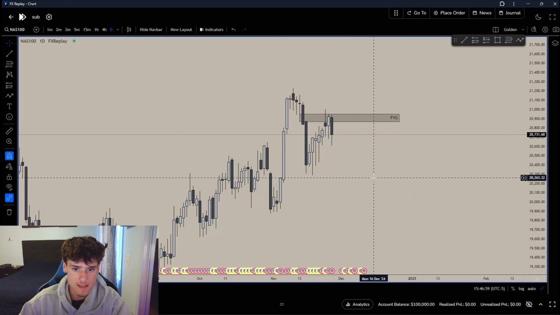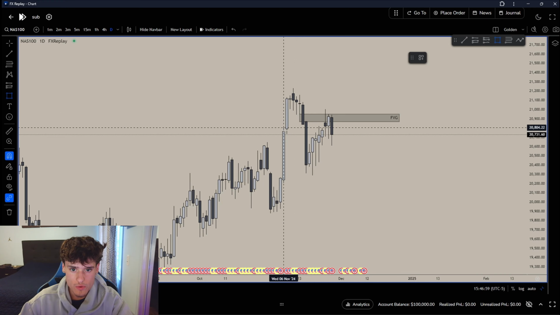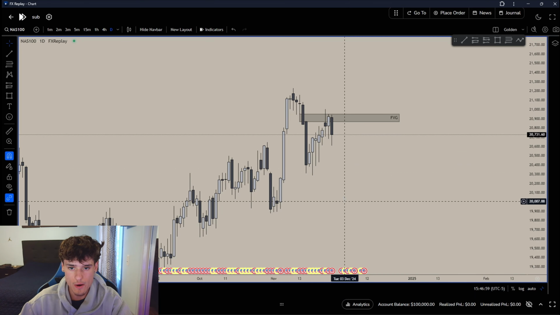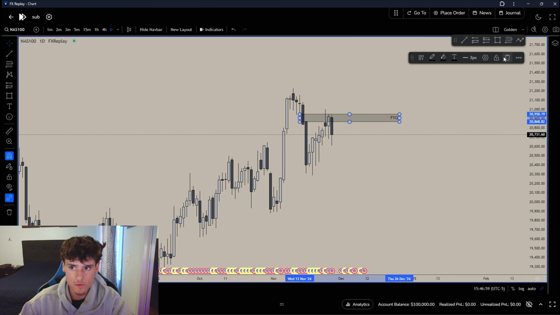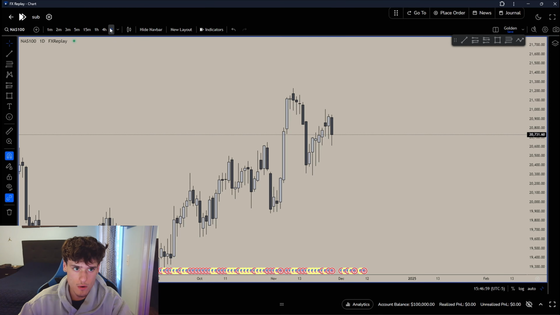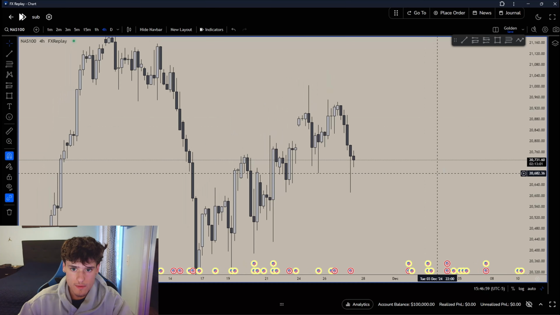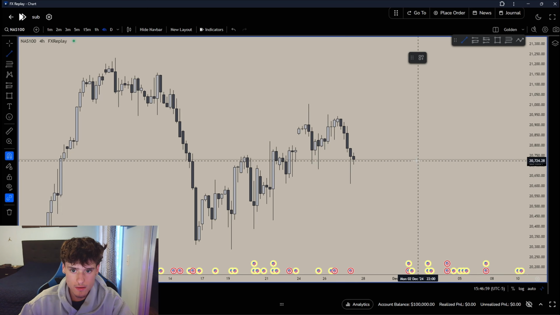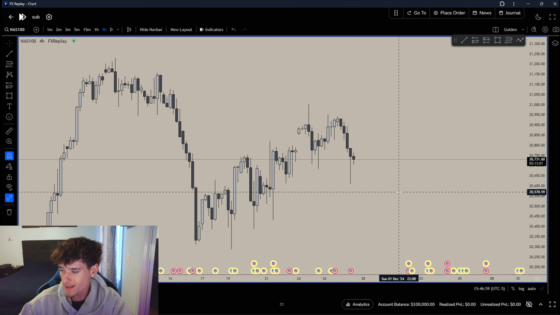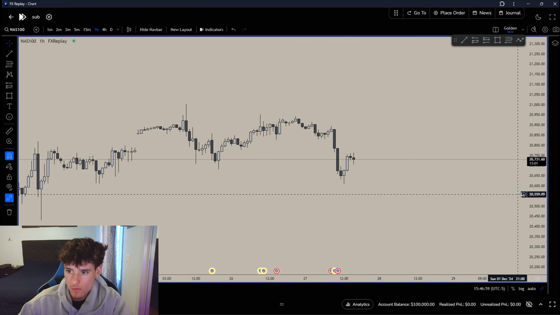I would like to see this push down a bit. We do have this as an inversion fair value gap. So that was a reason for us to continue down. Now that we're inside of this fair value gap, I would honestly like to see overall pushing down. Let's see, 4-hour time frame. 4-hour time frame, nothing really here for us to see. What about the 1 hour?